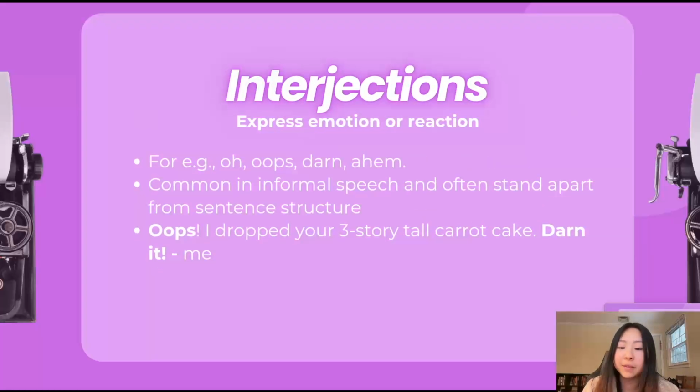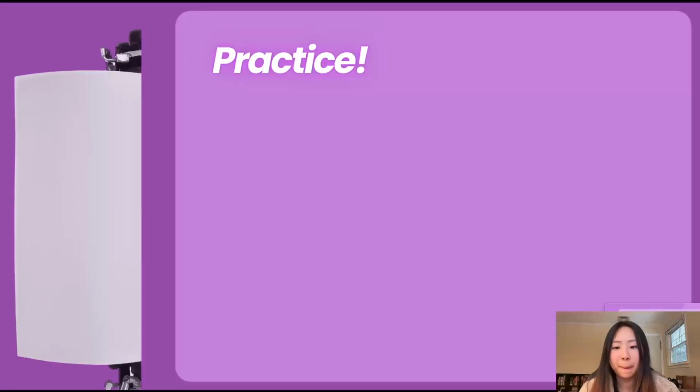And then finally, we have interjections. Interjections basically express emotion or reaction. Some examples are oh, oops, darn, and ahem. They're typically common in informal speech and typically stand out from the sentence structure. For example, "Oops, I dropped your three-story tall carrot cake. Darn it." In that sentence, oops and darn it are the two interjections, and you can see that they typically stand apart from the sentence as well.